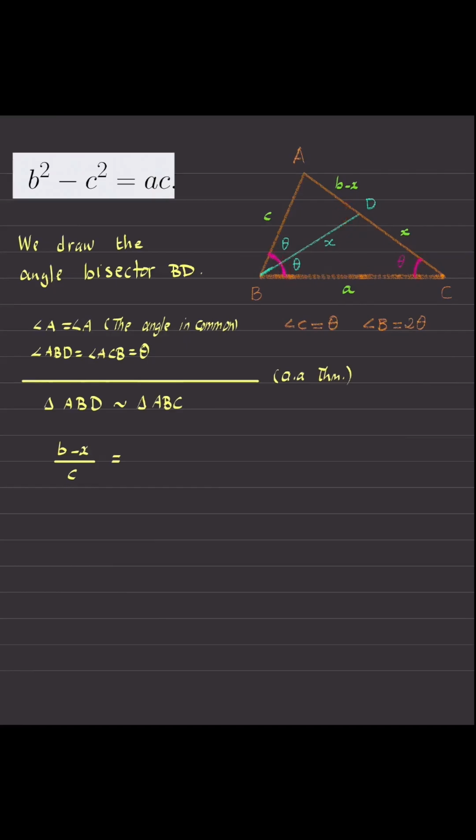So if I write C, which is opposite to this angle from the smaller triangle, I have to write the opposite side of the bigger triangle, which is opposite to this 2 theta, and that is B. Okay, so I would write it as C over B, and finally the leftovers, X from the smaller triangle over the A from the bigger triangle. Okay, so this is what we get.